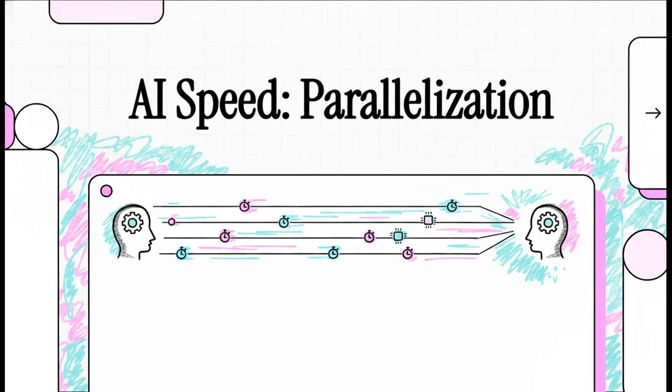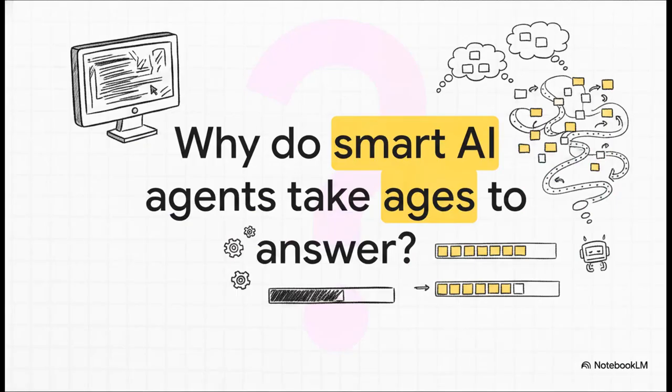Today, we are unpacking a massive concept sitting right at the heart of modern AI, and that is parallelization. We're going to use first principles thinking here. We'll break this pretty complex tech down to its absolute bare essentials, and then just rebuild it step by step together. So, right off the bat, I want you to think about a super common experience.